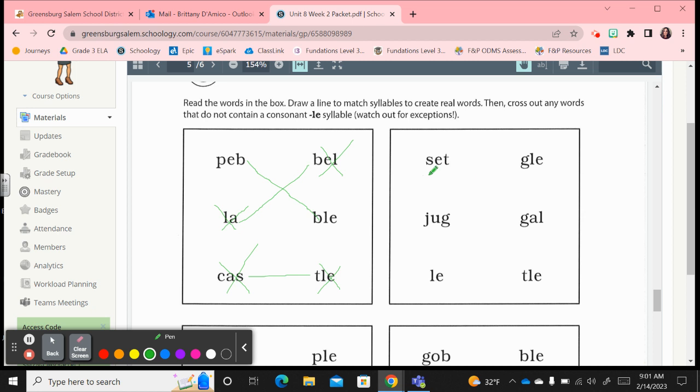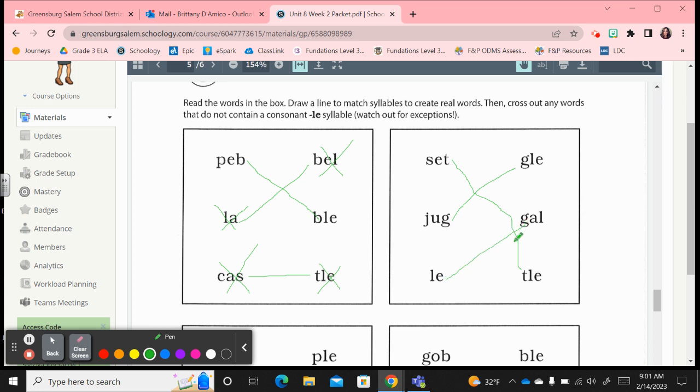Next one, settle down, class. That one does have a consonant LE. That T is not silent. So that's consonant LE. Juggle. The clown will juggle the pins. And that's consonant LE. Leave it. And then legal.